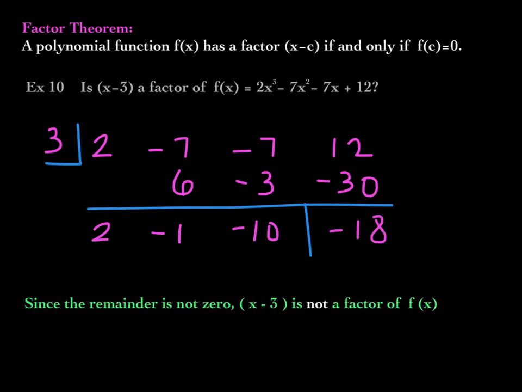All right, since the remainder is not 0, we know x minus 3 is not a factor of f of x. So this is using the remainder theorem and the factor theorem together. Let's look at another example.